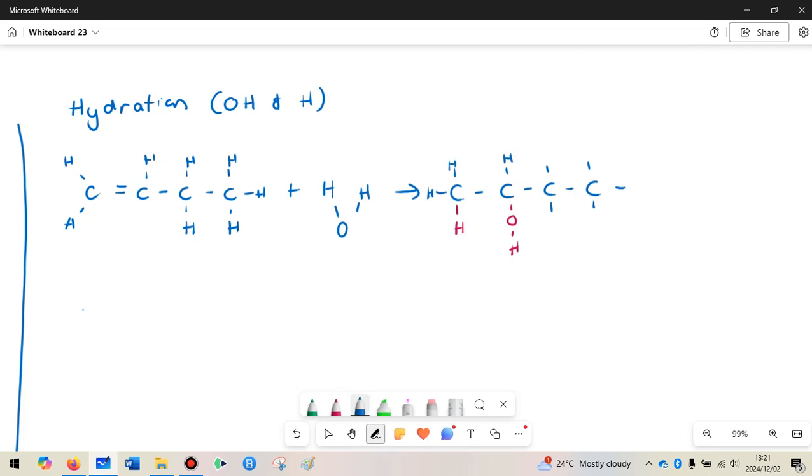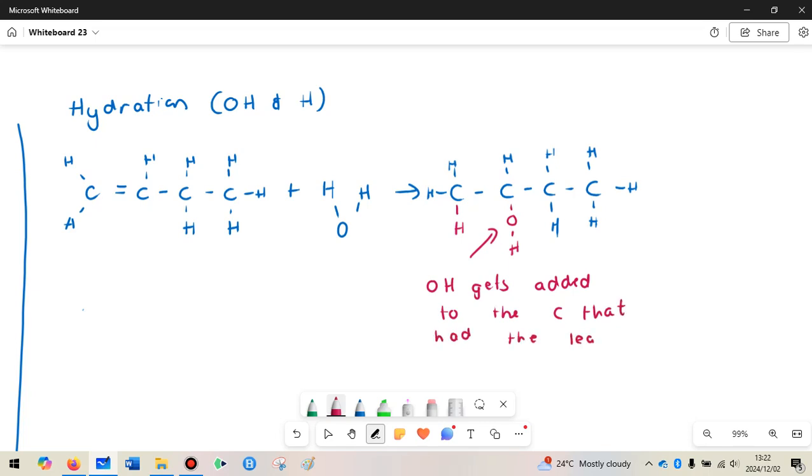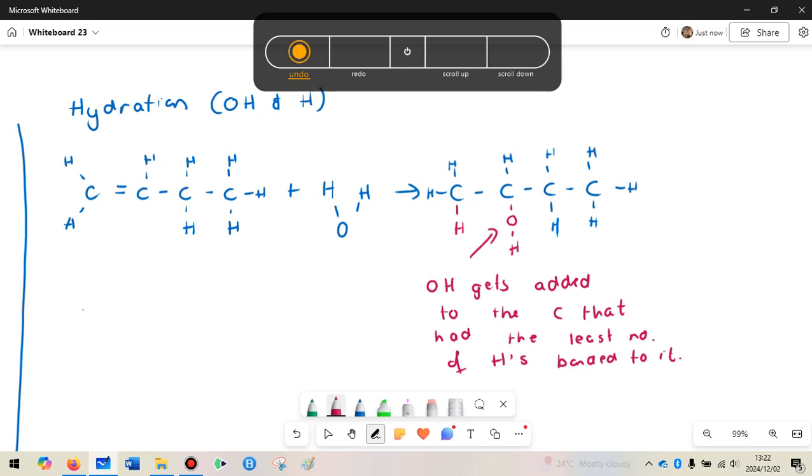Let's write that little rule down for ourselves because it's going to come up a couple of times in this section and we need to know. We don't need to know the actual rule, but we need to be able to apply the rule. The OH gets added to the carbon that had the least number of hydrogens attached to it. That one had one hydrogen attached, carbon number 2 I'm referring to, whereas carbon number 1 had 2 hydrogens attached to it to begin with.